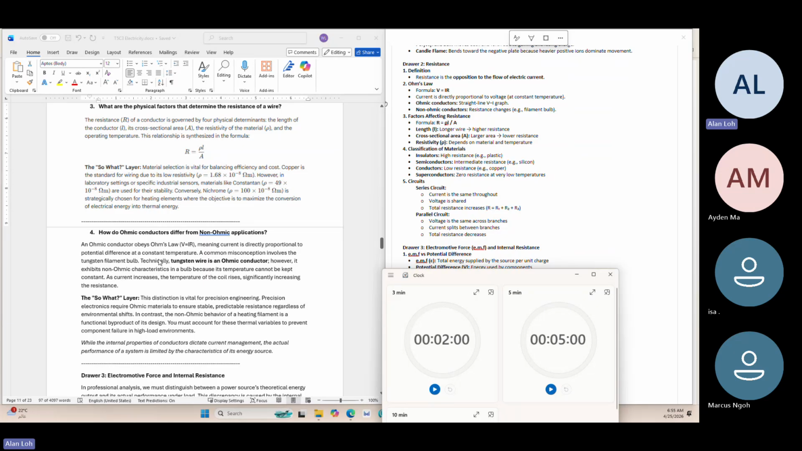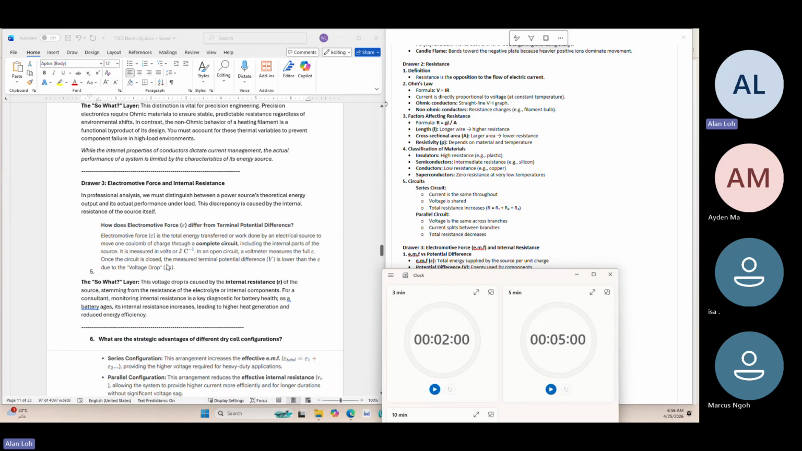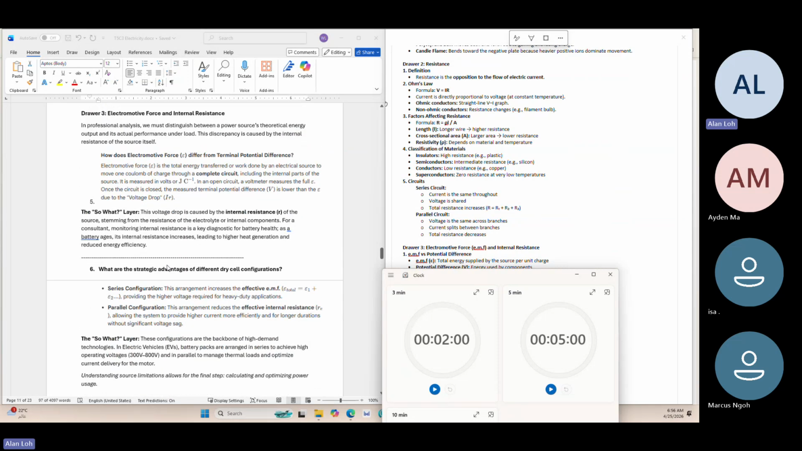Let's continue on drawer 3. Drawer 3, question 5 and question 6. Okay, let's do question 5 and question 6 in 2 minutes because they are short questions. Question 5, the numbering is a bit off alignment. How does electromotive force differ from terminal potential difference? Then question 6 is here. What are the strategic advantages of different dry cell configurations?